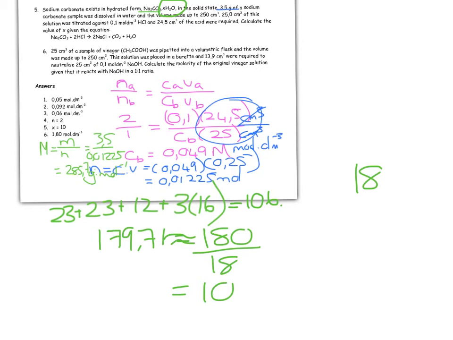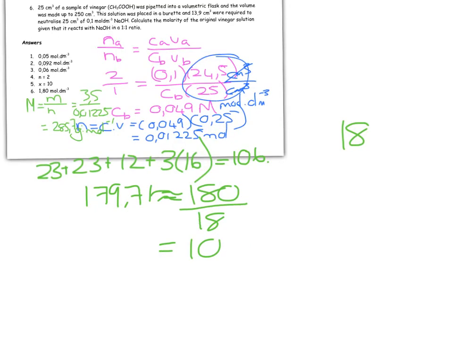Then the next one, we've got a 25-gram sample of vinegar, and it's pipetted into a volumetric flask, and I get 250 centimeters cubed. The solution is placed in a burette, and that's how much is required to neutralize that. Calculate the molarity of the original vinegar solution. So now we're going to be doing something with dilutions as well, so let's work through that.